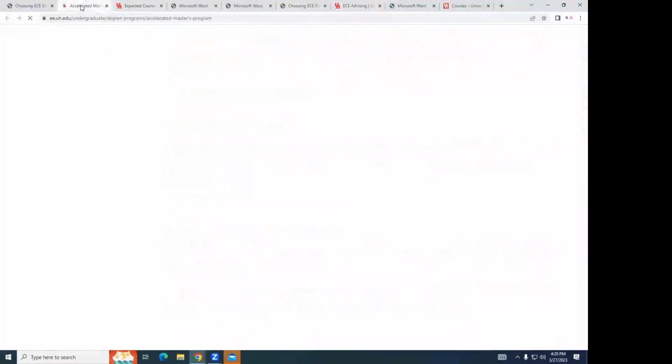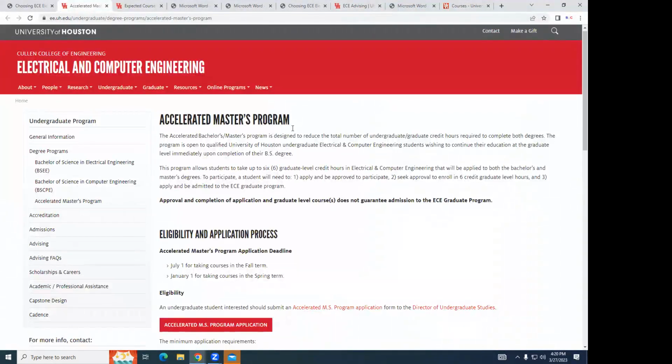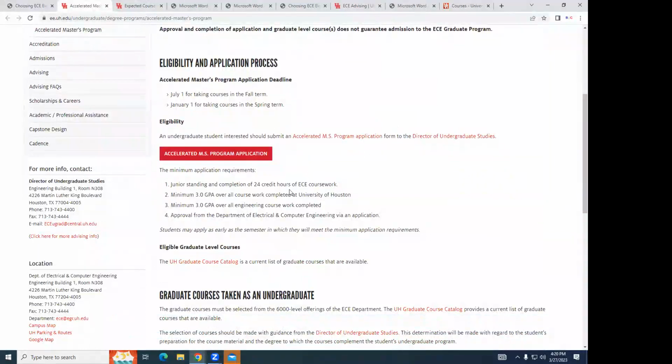Let me call your attention to something called the Accelerated Master's Program. Application is here. If you're pretty sure you want to go to graduate school, what you can do is apply to the Accelerated Master's Program. It allows you to take two 6000 level courses, which are first year graduate courses, and apply them both to your undergraduate and your graduate degree. Of course, that's only going to work if you're going here to graduate school.